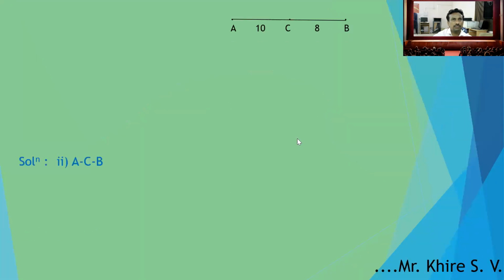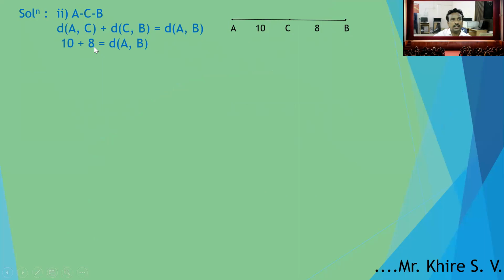Now the second condition is A-C-B. AC is 10, BC is 8. These are the possibilities for the same question. A-C-B means point C lies in between point A and point B. Then distance AC plus distance CB is equal to distance AB. Means 10 plus 8 is equal to distance AB. Therefore distance AB is equal to 18. This possibility is also possible.